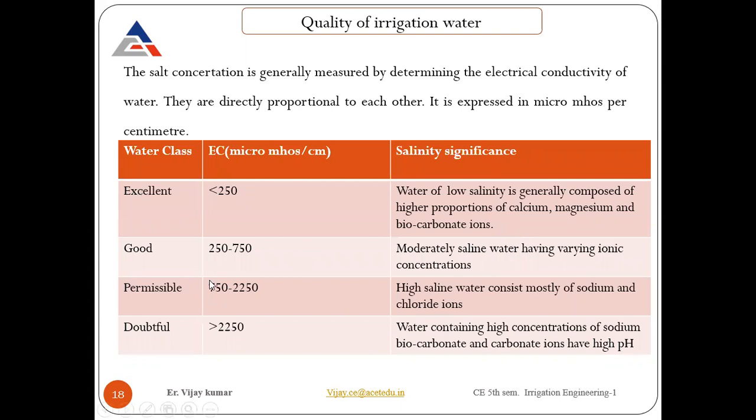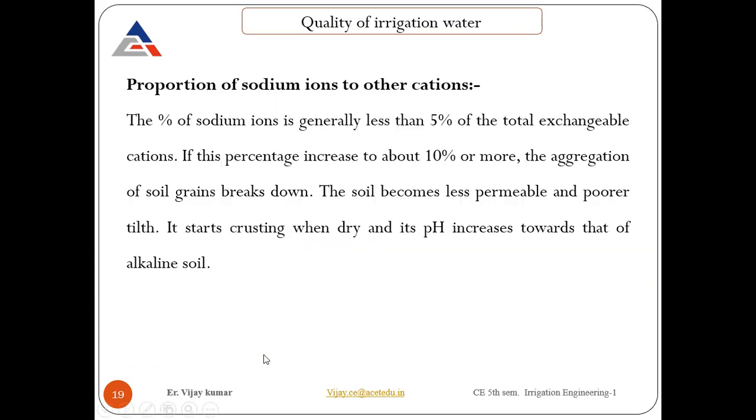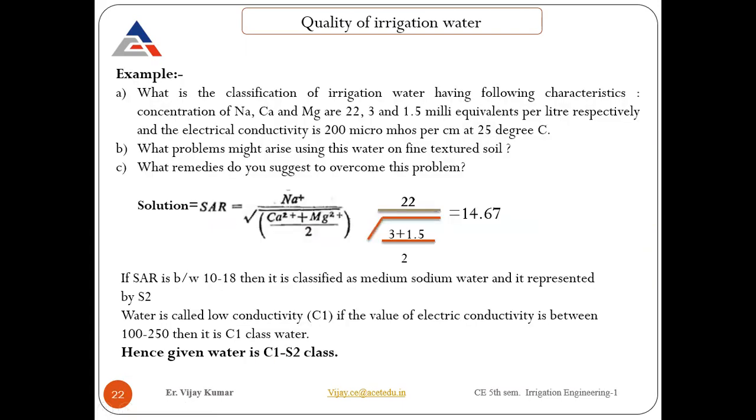This is also C1, C2, C3, and C4. From the electrical conductivity point, we don't have any further issues. So the only issue is that it's in the S2 category. So we will look at what problems will arise.